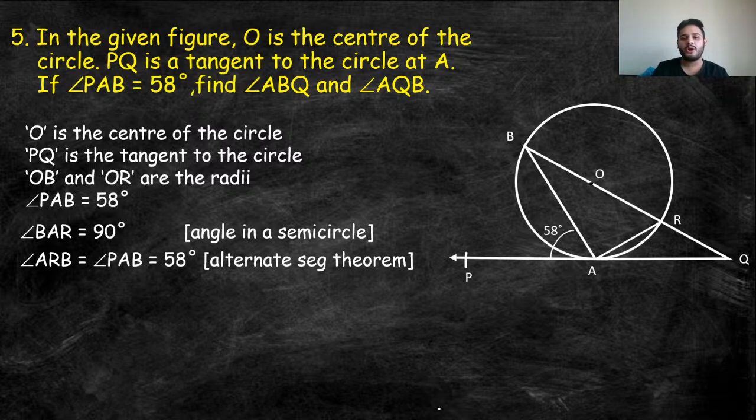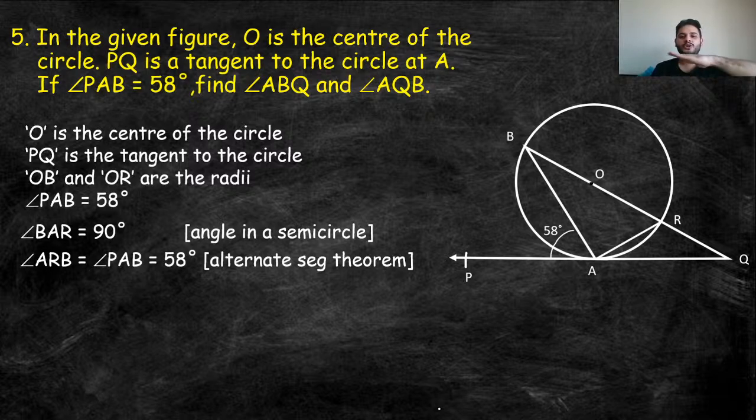When I am talking about the alternate segment theorem, again you can see this is PA, this is PB. Everyone can see my actions. Sorry, this is PA and this is AB. All right, this is 58 degrees. Now, this is AR. In extension to A, inside the circle, I have drawn AR. Now, angle ARB will also be equal to 58 degrees by the alternate segment theorem.